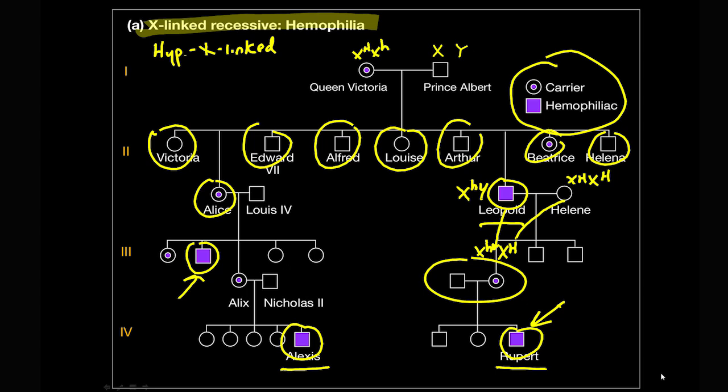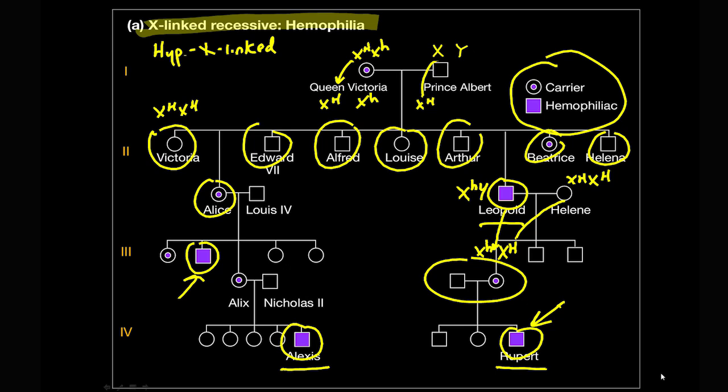Why are they not affected? Every one of them got this, X with a big H, from Prince Albert, their father. Every single one of them. That means if you're a male, that's the only allele you have, and you're not going to be affected. But also what it means is Queen Victoria could have given X with the big H or X with the little h. And you can see that on this chart where Victoria here is not a carrier.